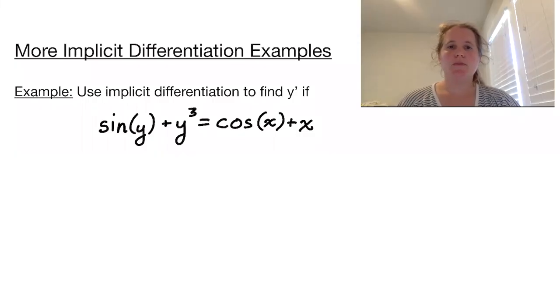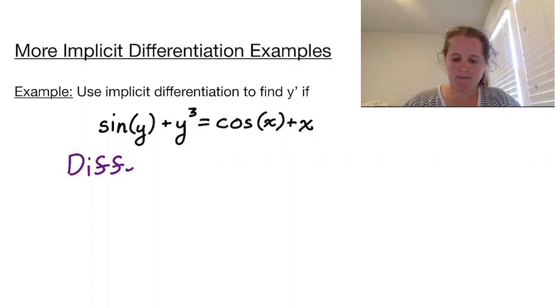Welcome to more implicit differentiation examples. For this example, use implicit differentiation to find y prime if sine of y plus y cubed equals cosine of x plus x. Once again, the very first thing we should do is differentiate both sides with respect to x.